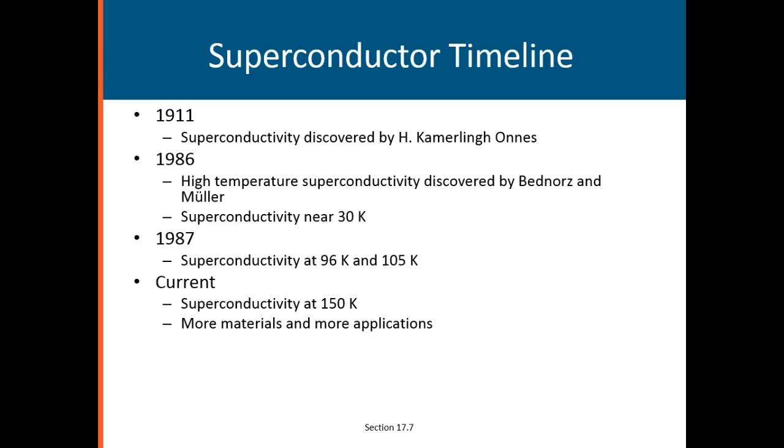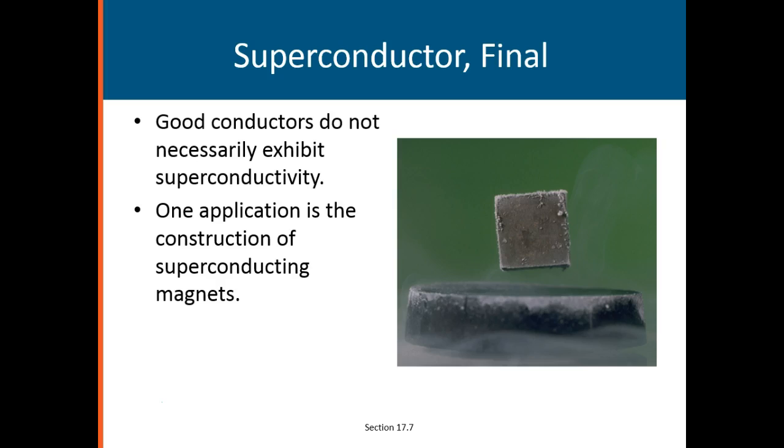Tellurium, barium, calcium, copper, oxygen, and mercury, barium, calcium, copper, oxygen. Okay, that only gets us up to 134, so we're somewhere in between 87 and current with those. Those are the critical temperatures. I think that's all for that. Oh, here's the last one.